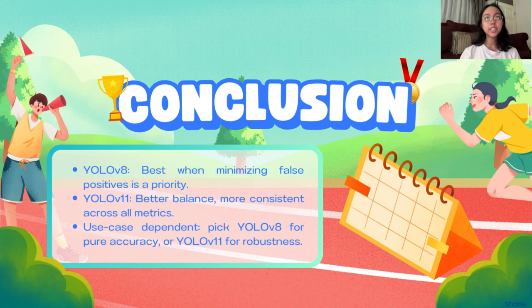The conclusion is: use YOLOv8 if you want accurate results with minimal errors. Choose YOLOv11 if you need a model that is more stable, consistent, and resistant to environmental variation. The choice of model should be tailored to the needs of the application.